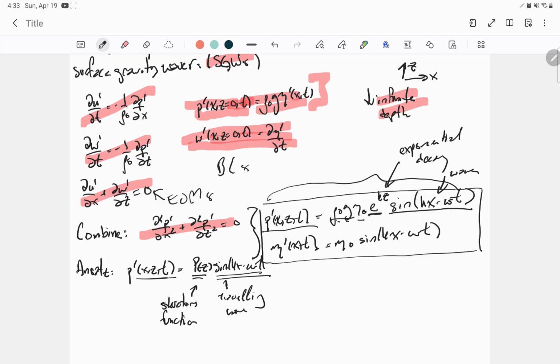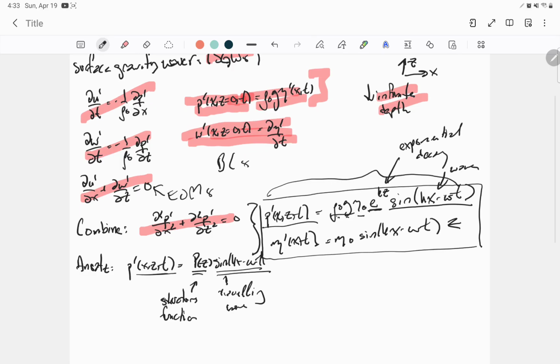And that result came alongside the result for what the free surface looks like, and this is the second equation: the surface eta prime of x and t, so the undulations, the waves, the movement of the free surface itself, is given by just a constant, eta naught, times sine of kx minus omega t. And so this is where we got to last time. Equations for the pressure and for the surface itself.